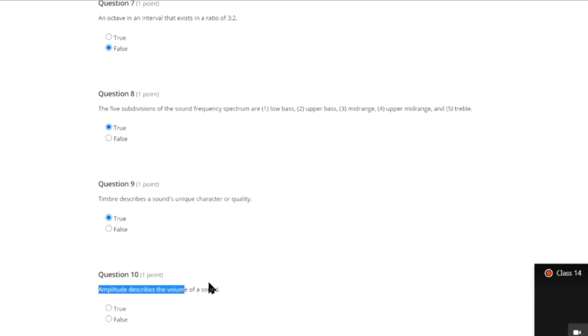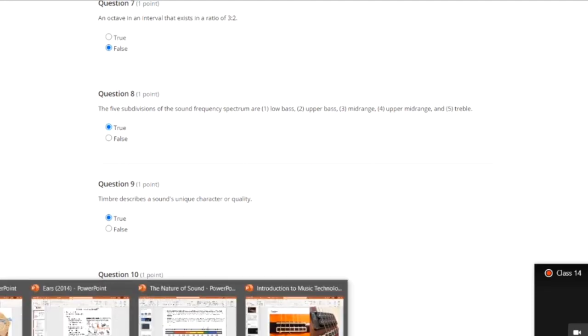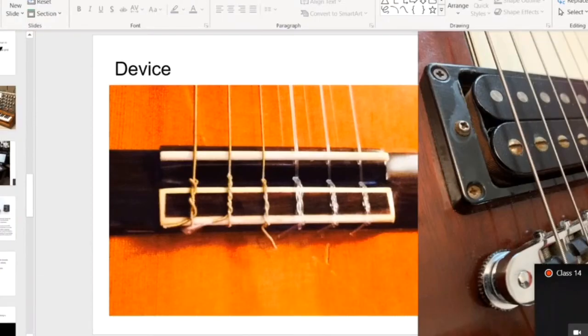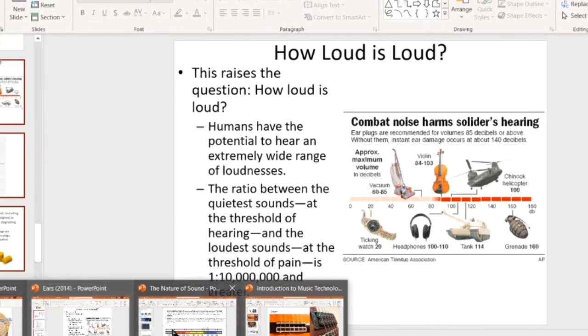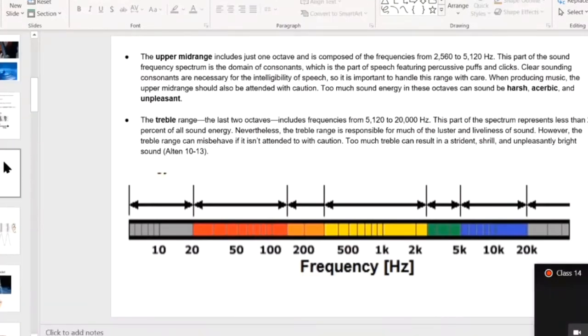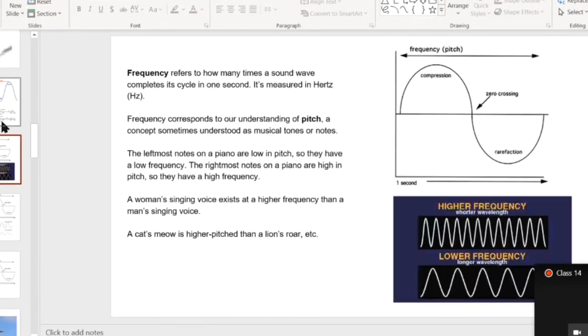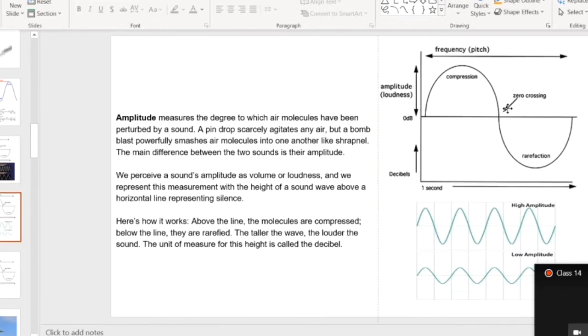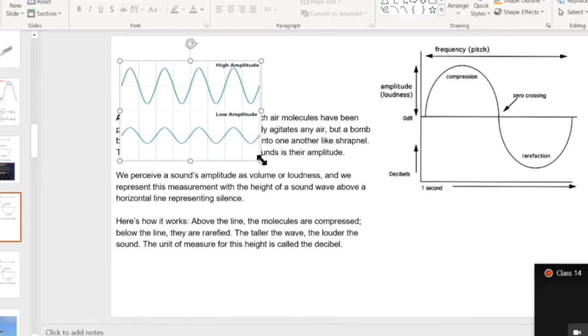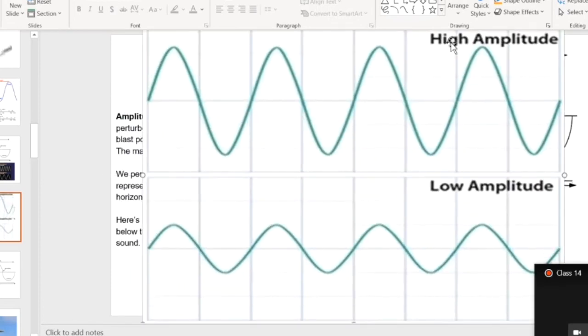And finally, question 10, amplitude describes the volume of a sound. That's right. So amplitude, in the context of our measurable attributes of sound, describes the height of the wave, or more accurately, it describes how many air molecules have actually been perturbed by the vibrating source. And we think of amplitude with our model, the sound wave, in terms of height. So if we look at these two sound waves, this one that says high amplitude and this one that says low amplitude, what's different about them isn't their frequency, right? They both appear to have a frequency of 4 if this is 1 second, right?